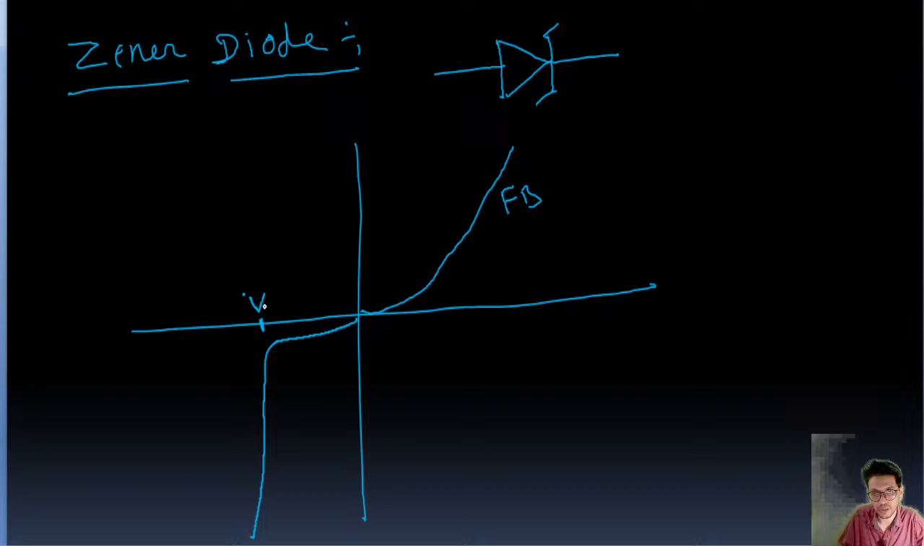That is called Vz, the Zener voltage. At this voltage in reverse bias, the current will suddenly increase rapidly. At this voltage, which is the Zener voltage, the current rises sharply.